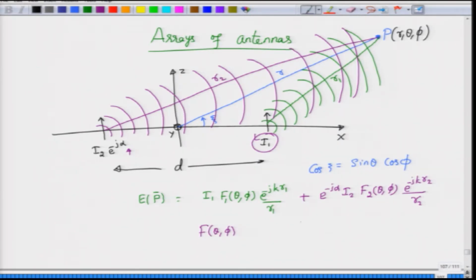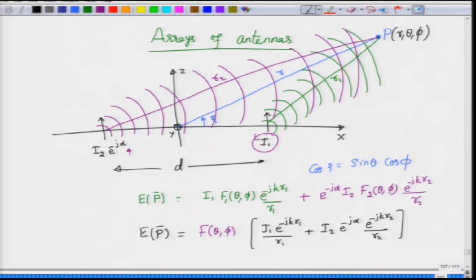Therefore, I can pull that outside of this summation, and then what I will have is I1 e power minus j k r1 divided by r1 plus I2 e power minus j alpha e power minus j k r2 divided by r2. Okay. So, this would be the total electric field that you are going to observe at the point P in the antenna.